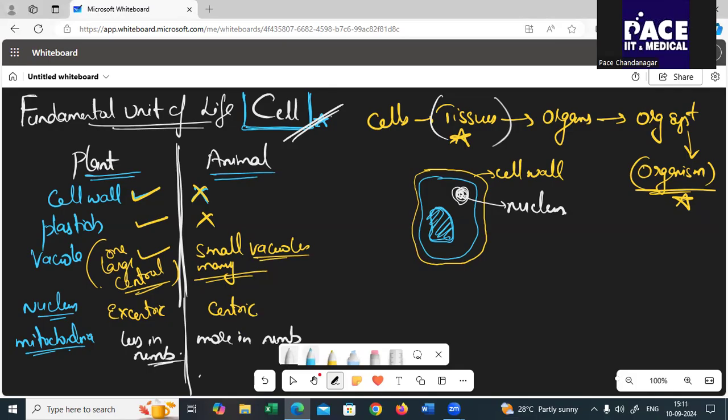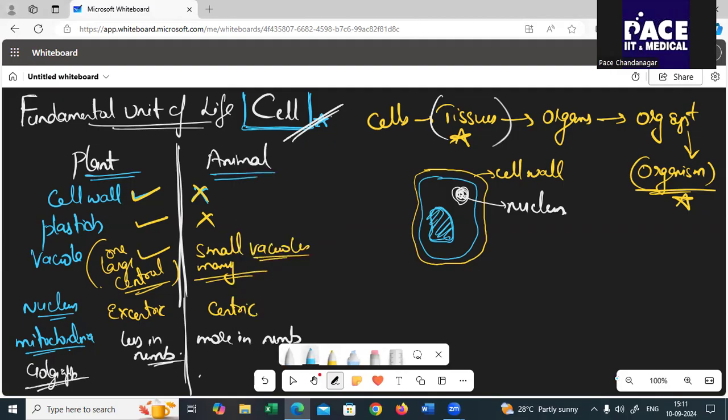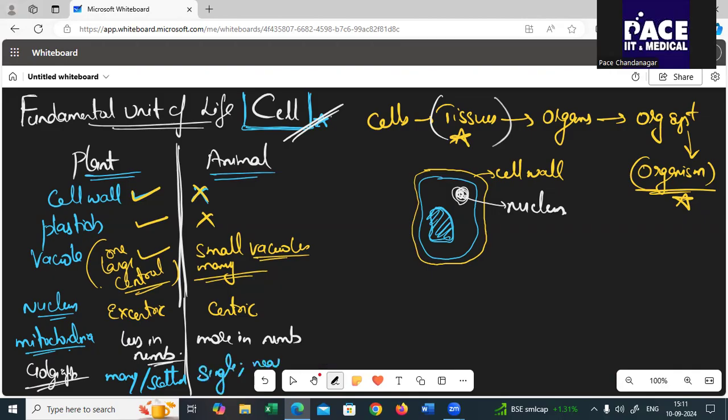And Golgi apparatus. Now, what is the Golgi apparatus? All these we are going to discuss right now. In the plant cell, Golgi apparatus are many and scattered. The Golgi apparatus is nothing but the packaging industry wherein your protein, food, everything is packed and disposed to each and every part. Whereas the animal cell has only one single Golgi apparatus, and that too near the nucleus.